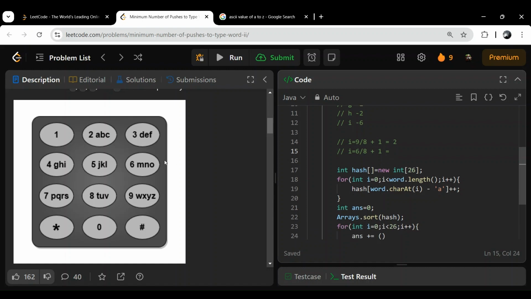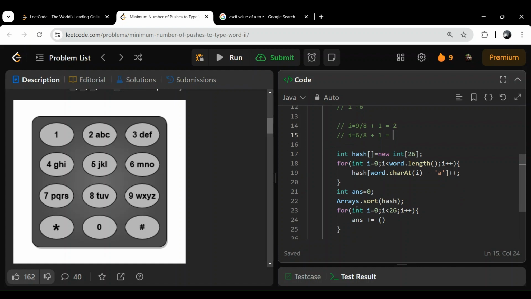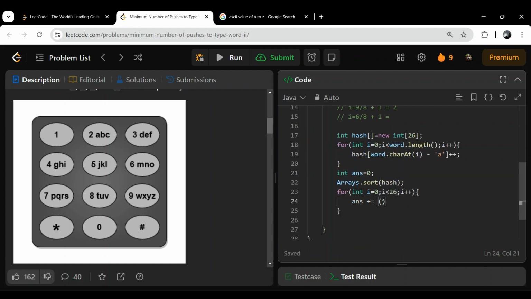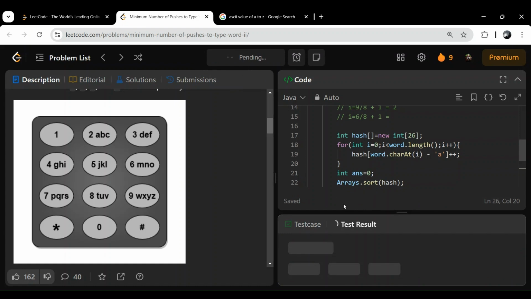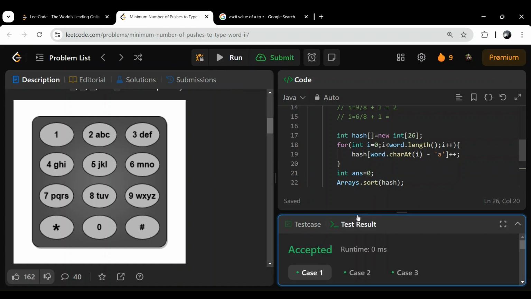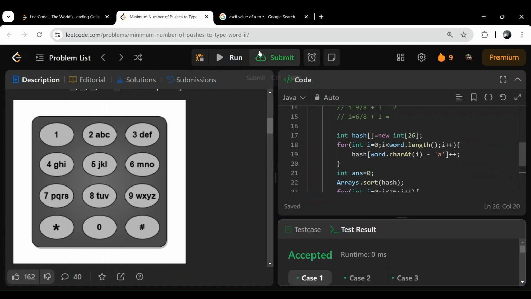And the numbers will be taken from the last, because we have sorted in ascending order. So here i by 8 plus 1 multiplied by hash of 26, the size, minus i minus 1. Okay, so we will return this answer. So let's run. Accepted. Let's submit.